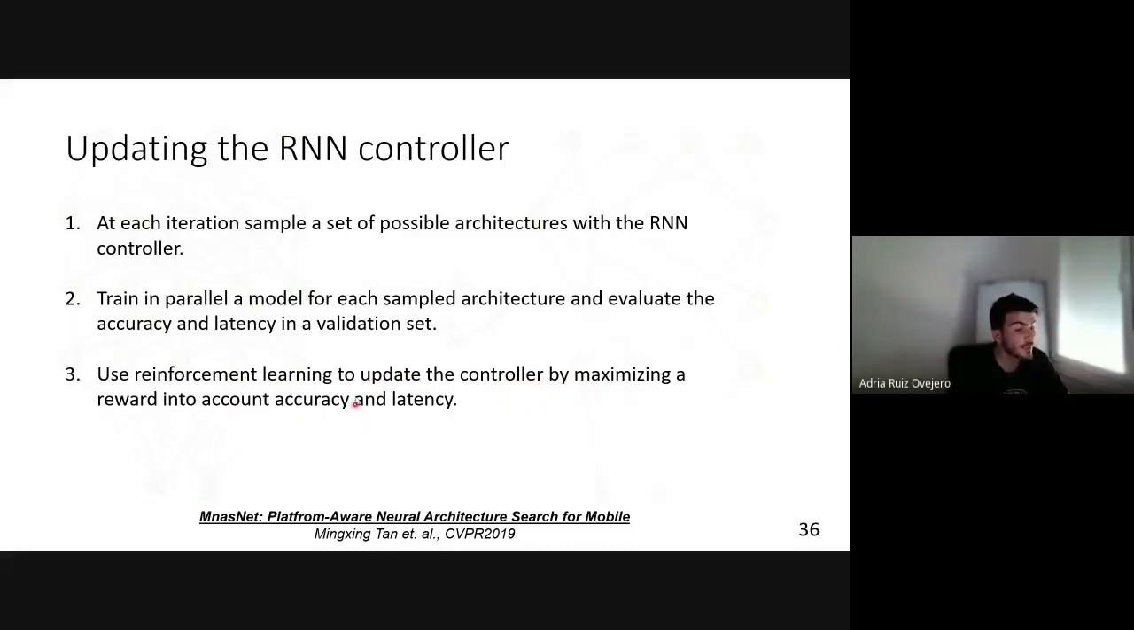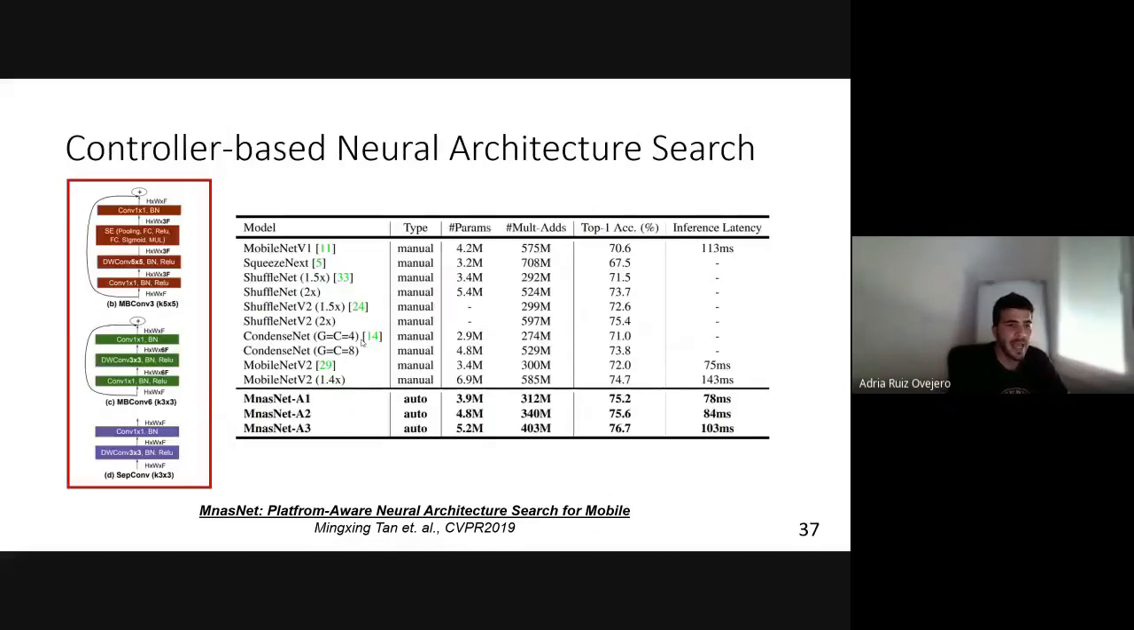taking into account the accuracy and the latency. So basically what we're doing is saying, okay, give me this architecture, let me see how this architecture performs, and also what its cost is, and if I'm happy with this architecture because the accuracy is good and the computational complexity is also good, I will update the controller so that I give more probability to this kind of architecture. Okay, so that is the basic idea. There are many technical details that I'm just skipping, but this is the main idea.